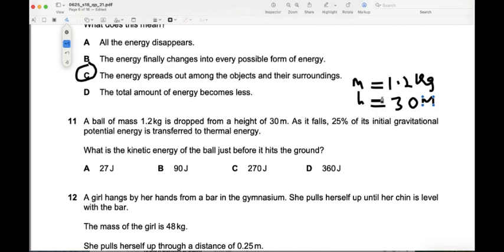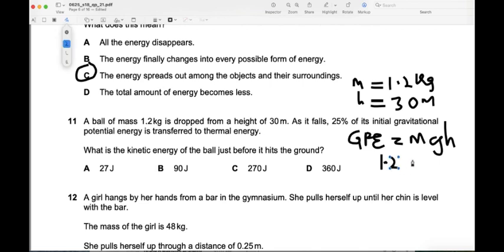Okay, first of all, let's calculate the gravitational potential energy. The gravitational potential energy, GPE, is equal to mgh. We know this, right? Mass times gravity times height. So the mass is what? 1.2. So we put 1.2.